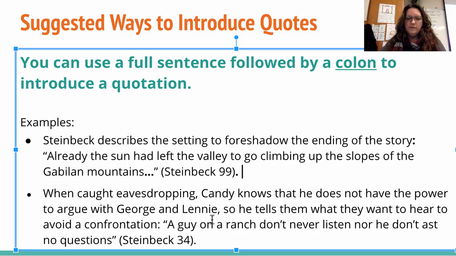Here's the second example using a colon. And this time I'm quoting dialogue, but it's a full, complete sentence. When caught eavesdropping, Candy knows that he does not have the power to argue with George and Lenny, so he tells them what they want to hear to avoid a confrontation: "A guy on the ranch don't never listen or don't he ask no questions." (Steinbeck 34). I could have ended the sentence there, but no, I'm going to continue the sentence using the colon and then having the quote right after. And the colon is just a way, really, of connecting two complete sentences, but putting them into one.